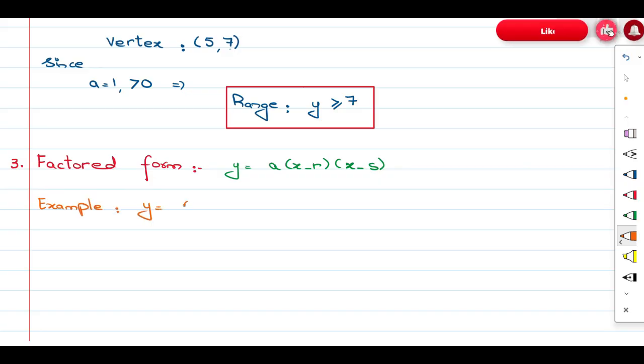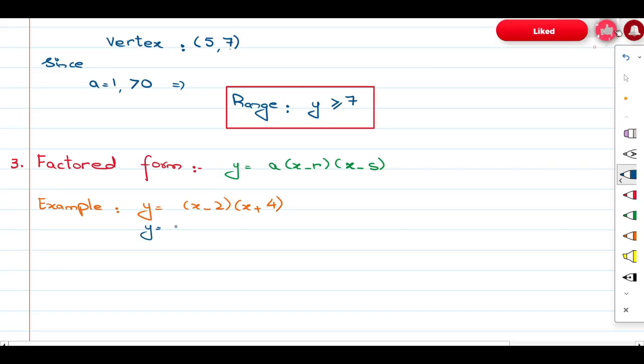y equals (x minus 2)(x plus 4). This is the factored form, right? There are other ways, but I guess at your level, like in O levels or IGCSE, at your age, it is better to shift your factored form into standard form. Now let me convert it into standard form by expanding.